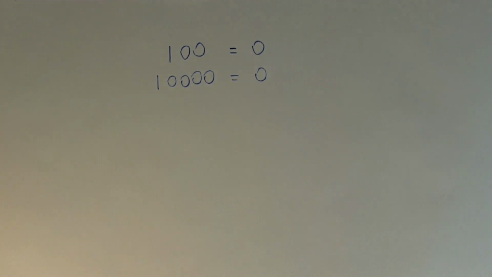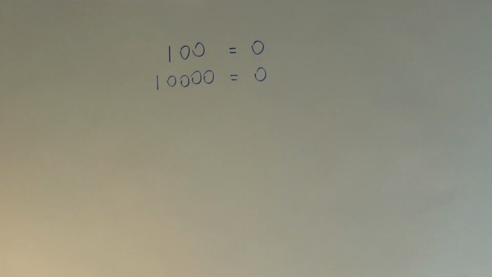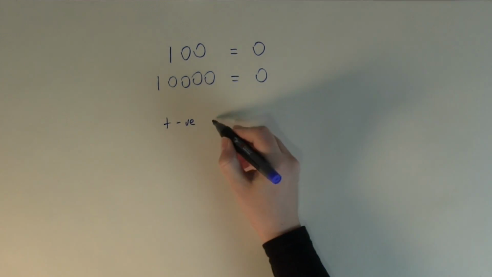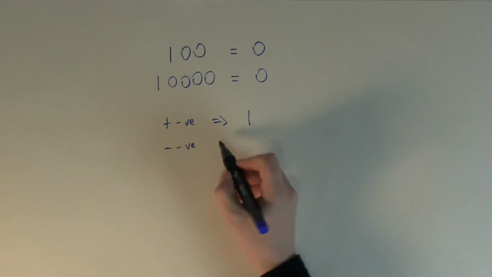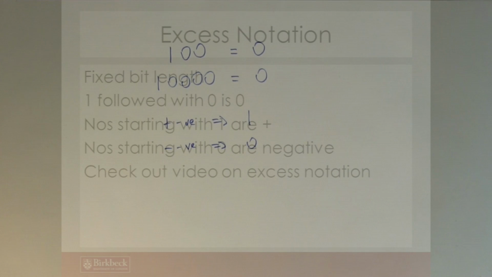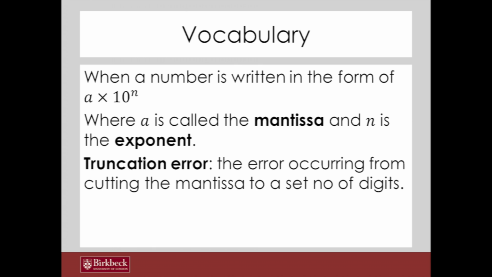Now, one thing that you need to notice is that 0 becomes a signed number. And on top of that, all of the positive numbers are now going to start with 1, and all of the negative numbers are going to start with 0, opposite of what we learned in the 2's complement notation. If you need more details on the excess notation, go and have a look at the video which is dedicated to the excess notation.